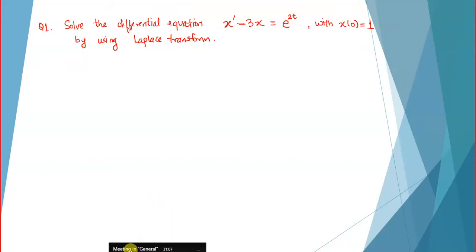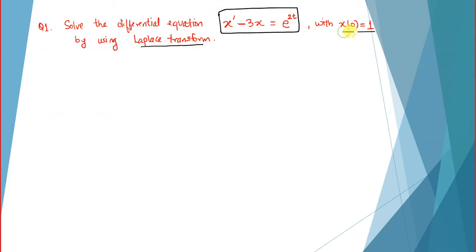So now in this question, in this class, we will see first how to solve this differential equation by using Laplace transform. This initial condition is given to you: the value of x at 0 is 1. It is possible that sometimes the equation comes as dx by dt minus 3x is equal to e power 2t, because x dash is nothing but dx by dt.